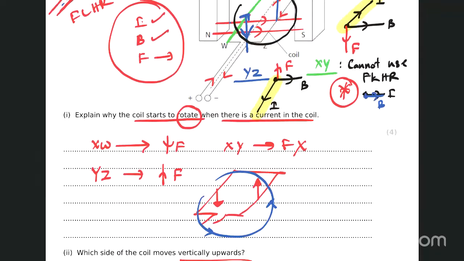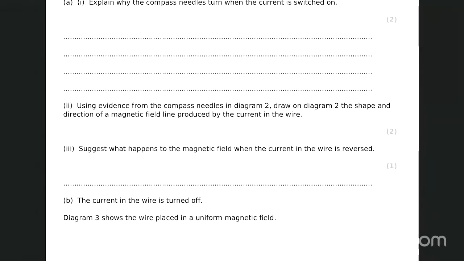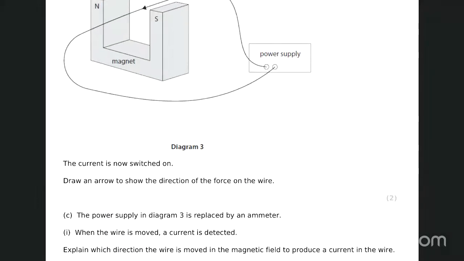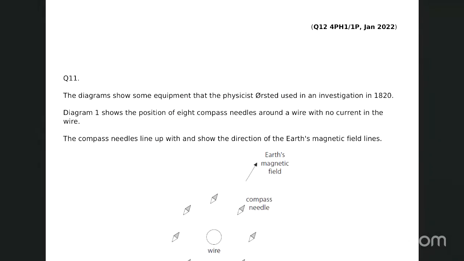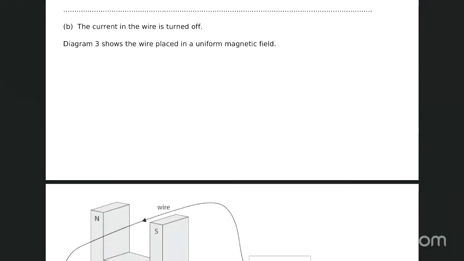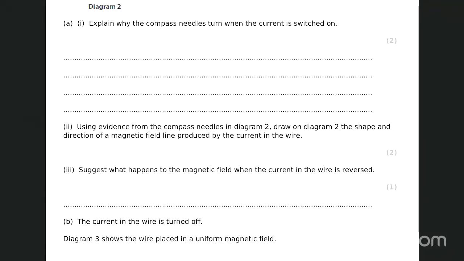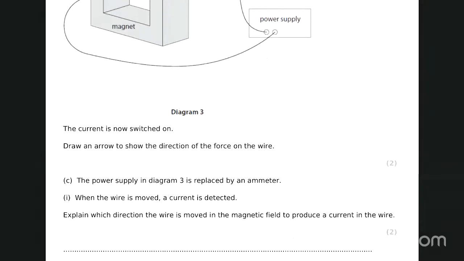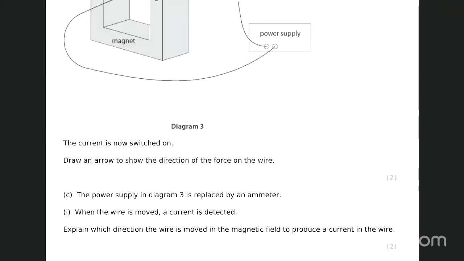Okay, okay, sir. Right. This question, no need of going through all of it. Question number 11, part B.